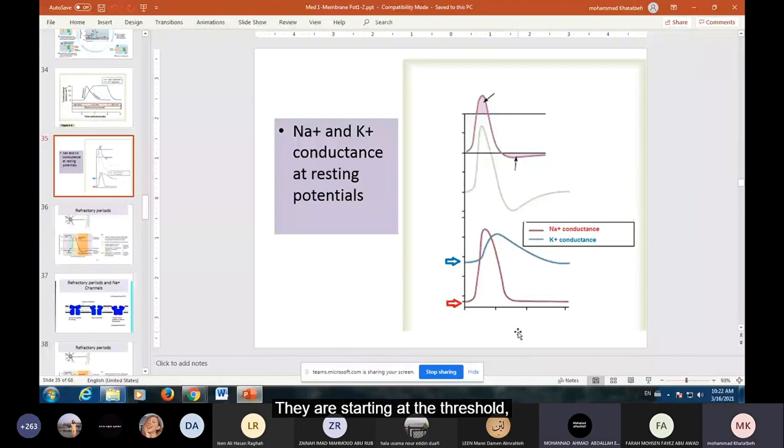Yes, both of them are starting at the threshold. That's true. But the rate of activation for potassium channels is lower than the rate of activation for sodium channels. So you are getting very fast activation for sodium channels, but at a slower rate you are activating potassium channels slowly. You are reaching the highest activity for potassium channels during the falling phase.